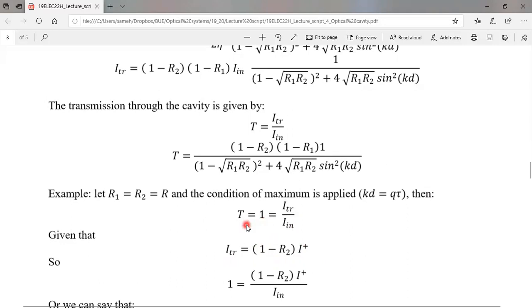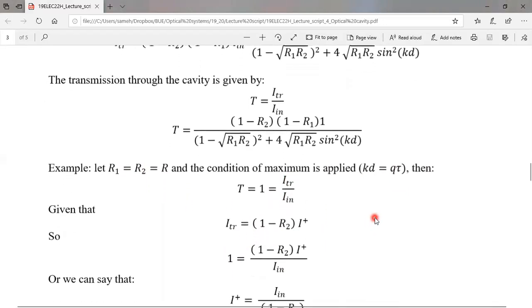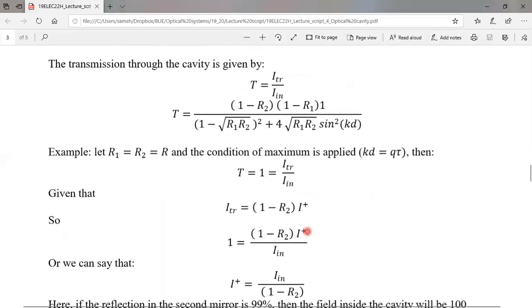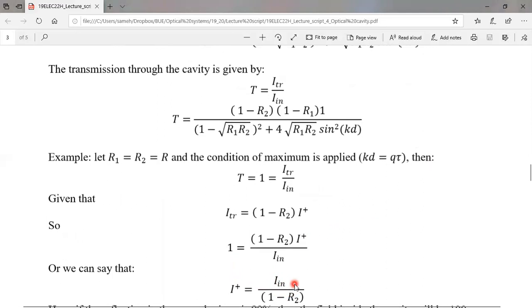And we have the equation that the transmission is equal to 1 if R1 equals R2 equals R, and kd equals q pi. So simply I can substitute this I transmitted by this term. So 1 minus R2 I plus over I incident, here I just substitute this line instead of I transmitted, is equal to 1 if these two conditions occur. Then that means that I plus is equal to I incident times 1 over 1 minus R2. Okay, very simple mathematical equation.